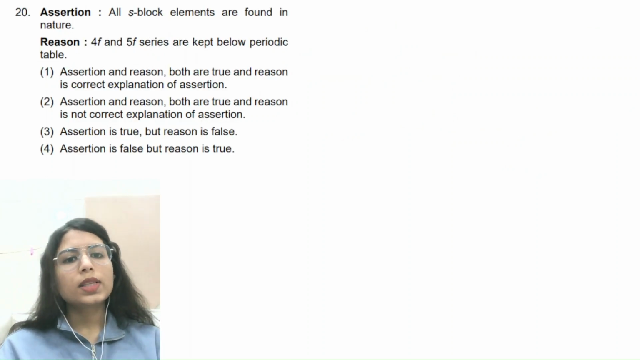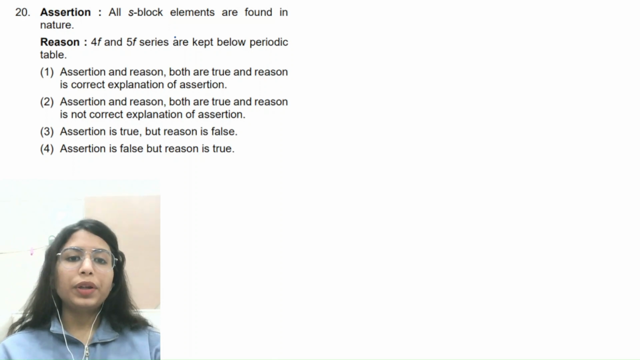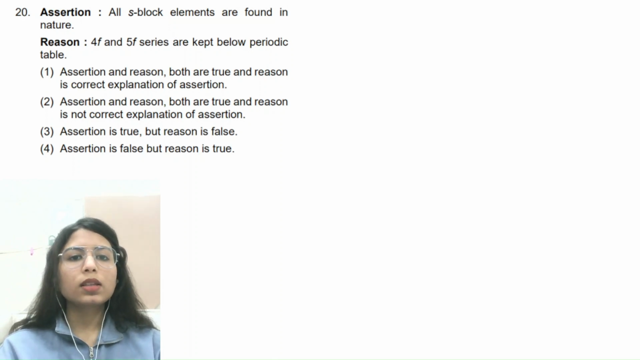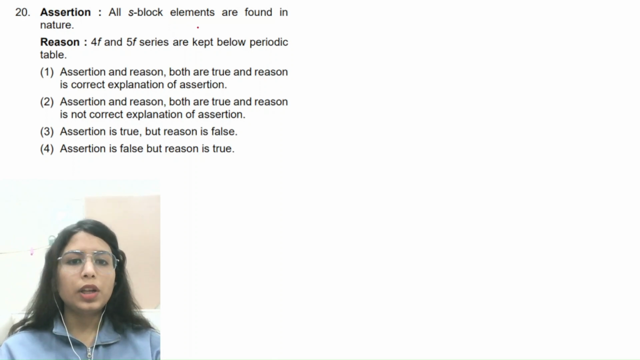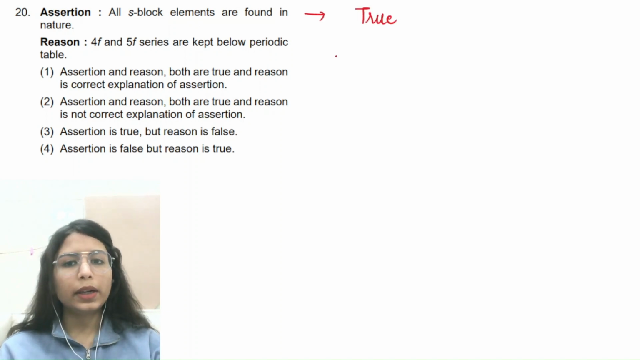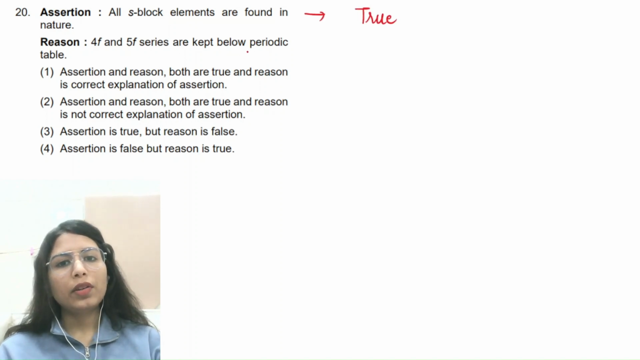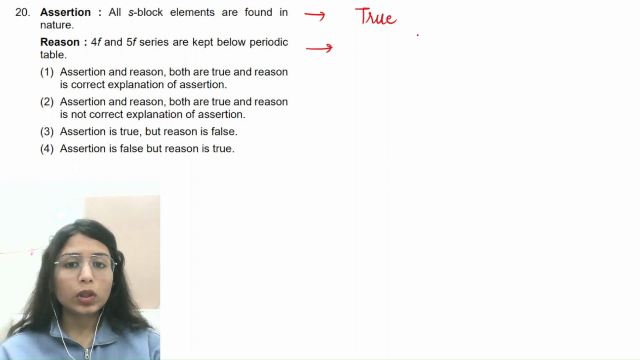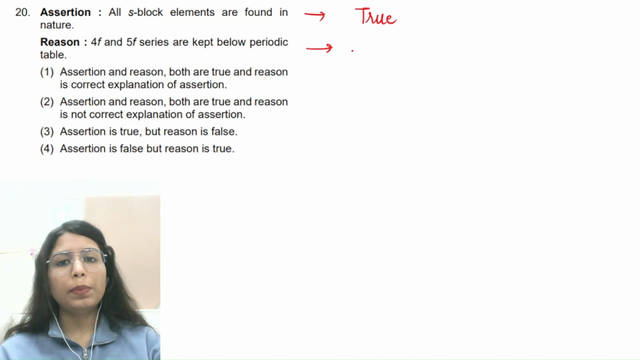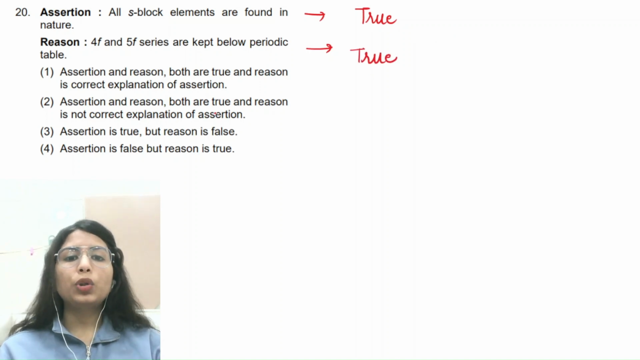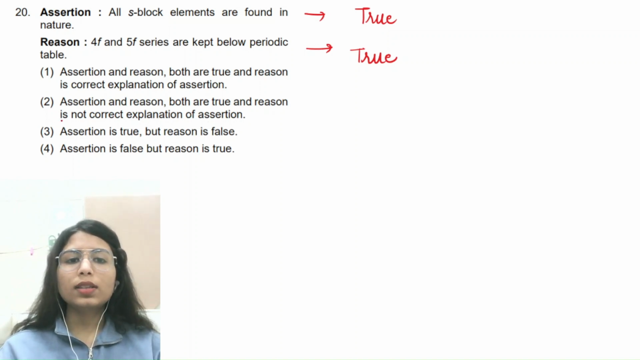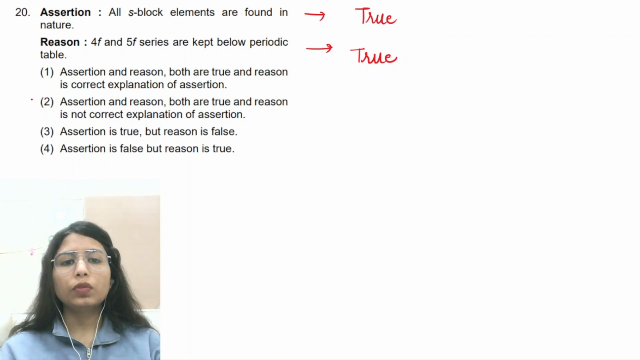So here also assertion and reason are given and you have to tick mark the correct one. It says all S block elements are found in nature. Yes, it is definitely true. They are found in nature in some abundance. And 4f and 5f series are kept below the periodic table. Yes, you must have noticed that the F block elements are kept below the periodic table. So here both of them are true. But if I talk about the correct explanation, then this reason is not the correct explanation of the assertion.